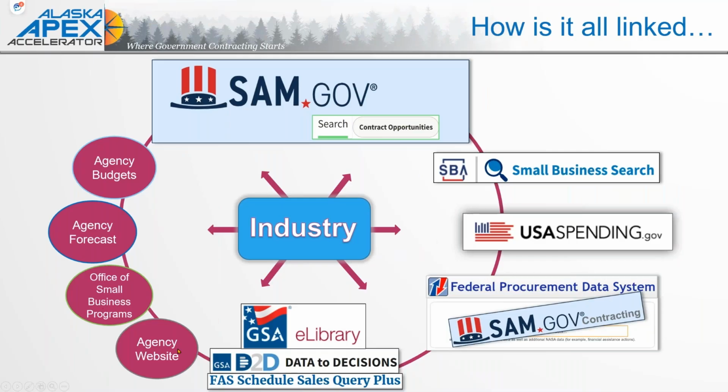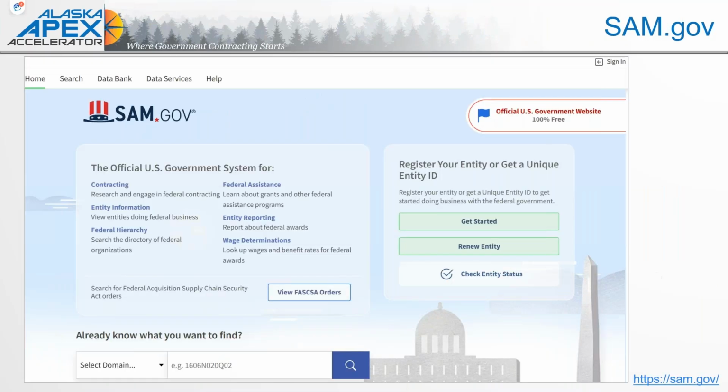And of course, we can do research on the agencies themselves. We're going to look at these as well: the agency budget websites, forecast websites, the acquisition.gov we talked about, the Office of Small Business Programs, and again, agency-specific websites, both on the national level and down to even regional levels. Government puts quite a bit of work into the websites, and so going there really can help us get to know that potential client. All right, let's talk about sam.gov.